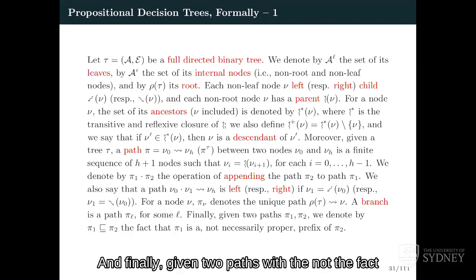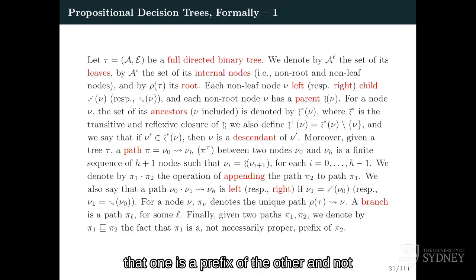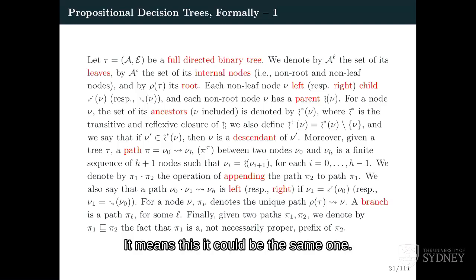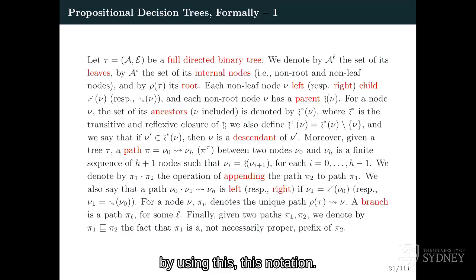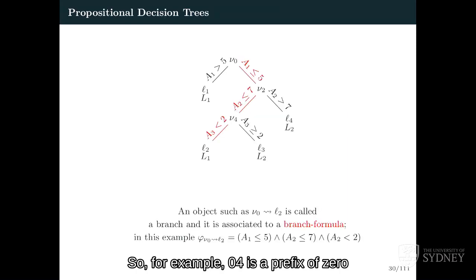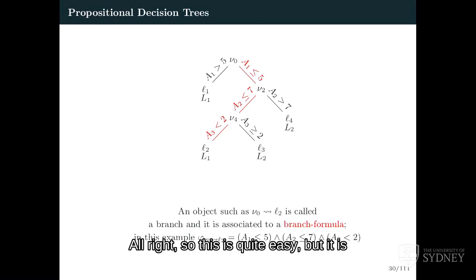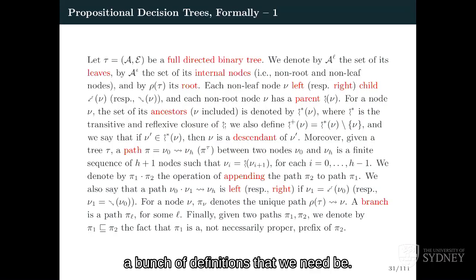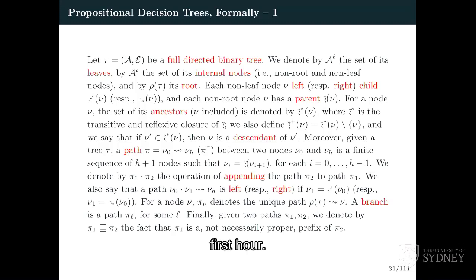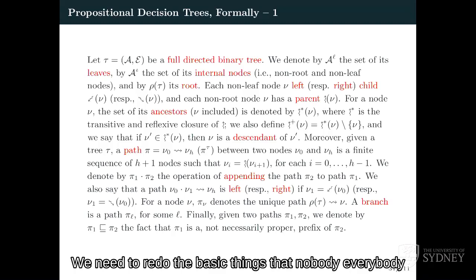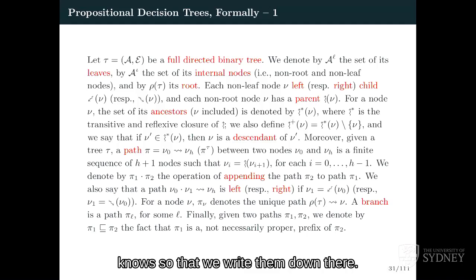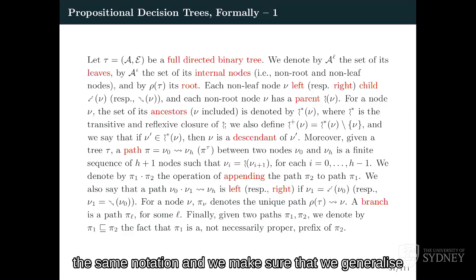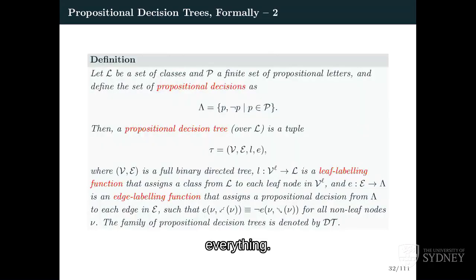And finally, given two paths, we denote the fact that one is a prefix of the other, and not necessarily a proper prefix. It means it could be the same one, by using this notation. So, for example, 04 is a prefix of 0 al 2. All right. So this is quite easy, but it is a bunch of definitions that we need. Why do we need them? Well, I said that in the first hour. We need to redo the basic things that everybody knows, so that we write them down there, and when we build a new one, we can use the same notation, and we make sure that we generalize everything.